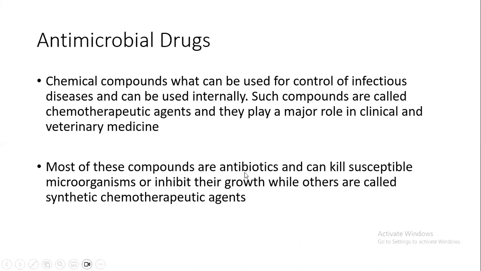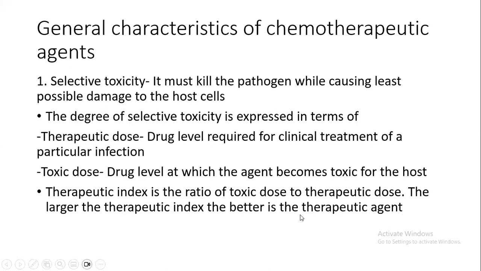Most of these compounds are antibiotics and can kill susceptible microorganisms or inhibit their growth, while the others are known as synthetic chemotherapeutic agents. Speaking about the general characteristics of chemotherapeutic agents, first of all, selective toxicity. So it must be such that it is able to kill the pathogen and at the same time it will cause least possible damage to the host cell.